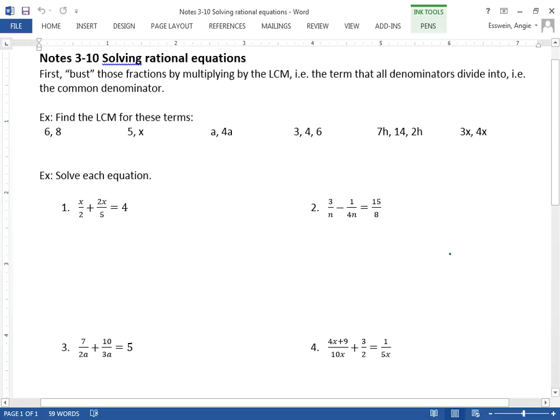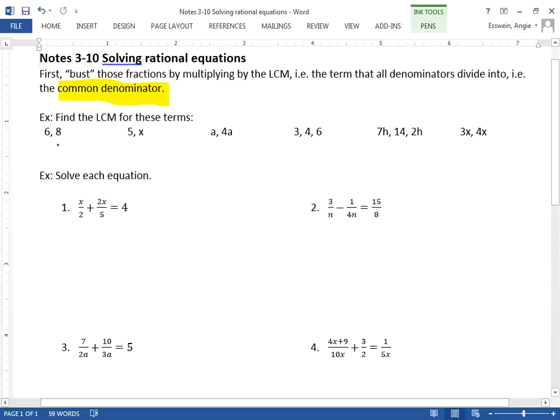So this is on solving rational equations. This is also known as fraction busters, which I've kind of alluded to before. The way you bust fractions is you're going to multiply every term by a term that they all divide into evenly. So it's kind of like finding the common denominator, and that you're used to. So find the common denominator.